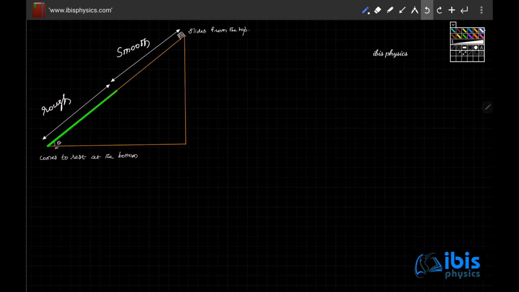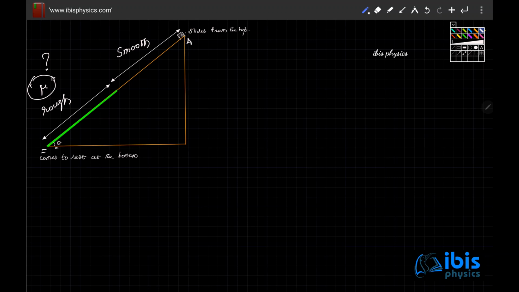If the block slides from the top and comes to rest at the bottom, and the smooth and rough surfaces are of equal lengths, then find the coefficient of friction. That is the question. So let us name the points.